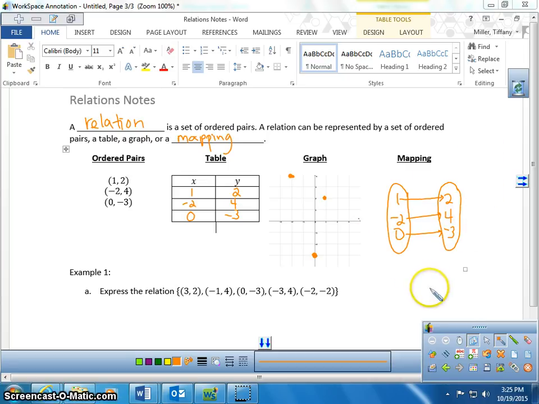So now that we know what a relation is and how we can represent that, whether it's a list of ordered pairs, a table, a graph, or a mapping, we're now going to do that for your own example.